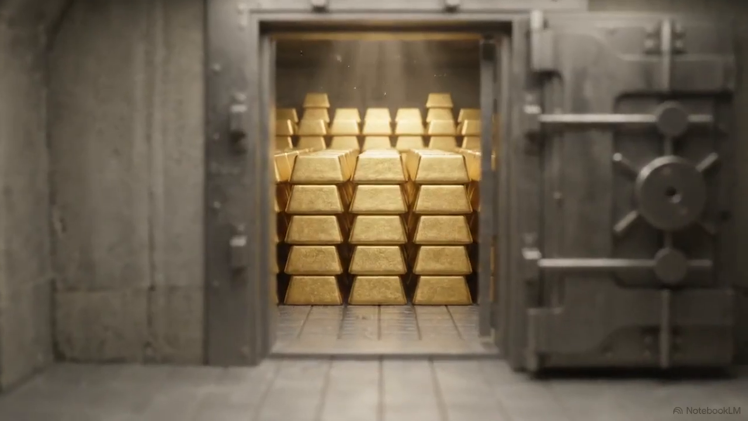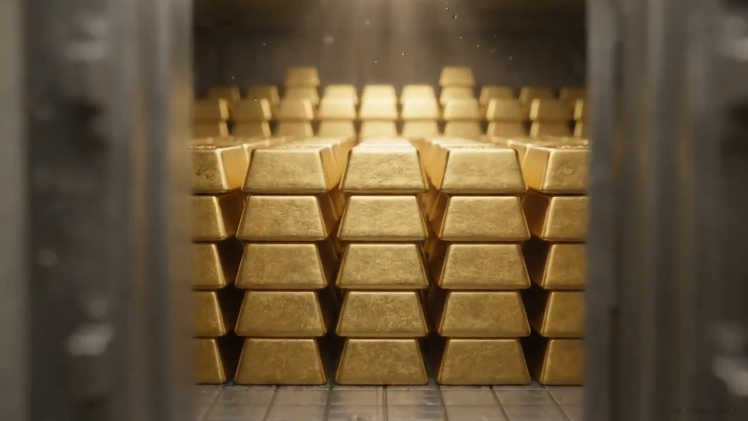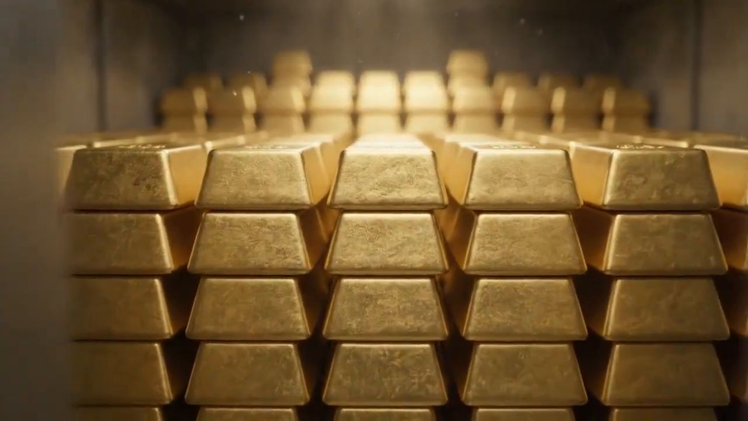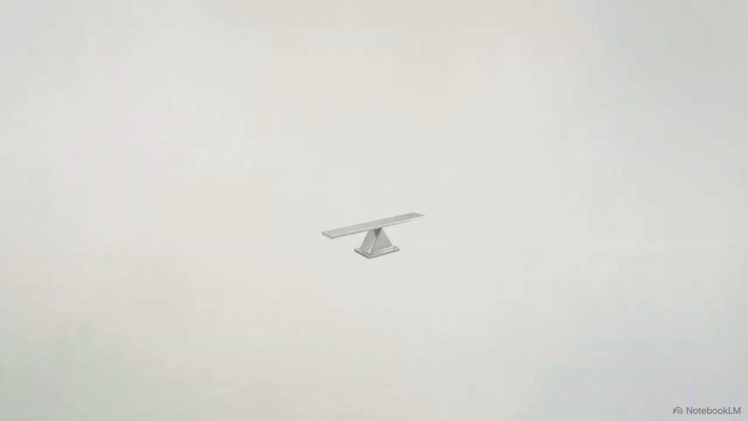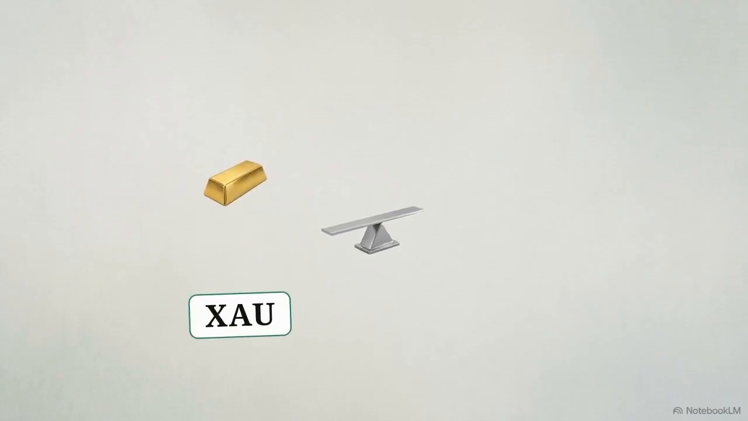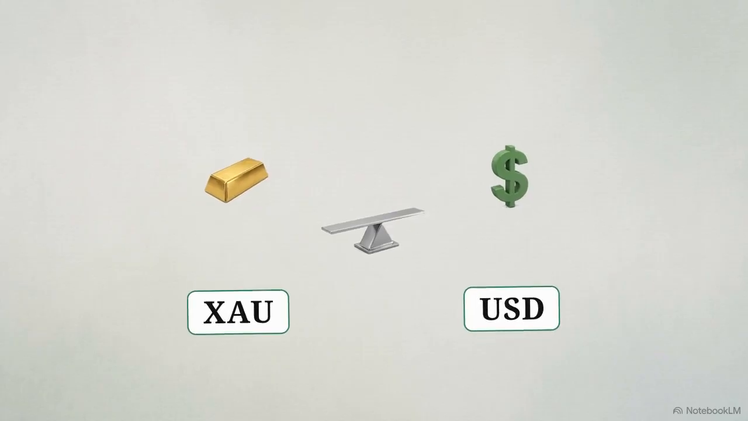Beyond paper money, traders also keep a close eye on physical materials. One of the most watched financial assets in the entire world is gold. This diagram shows how gold is usually priced in US dollars. It balances a gold bar, represented by the letters AXU, against the dollar.